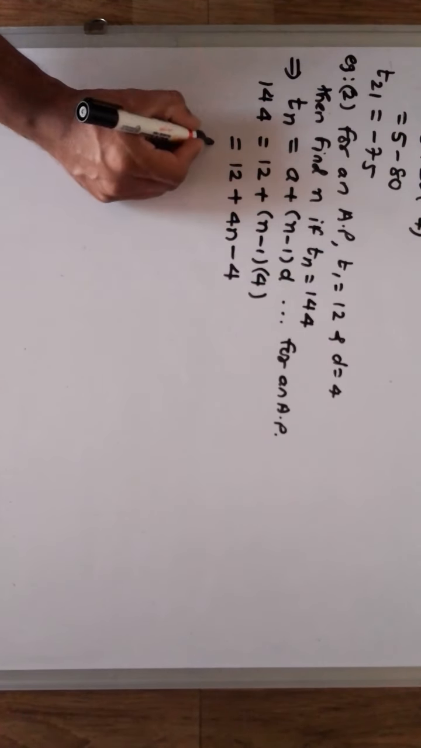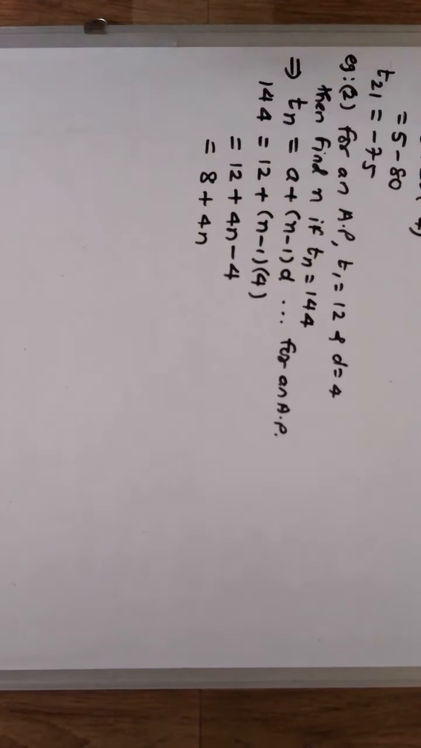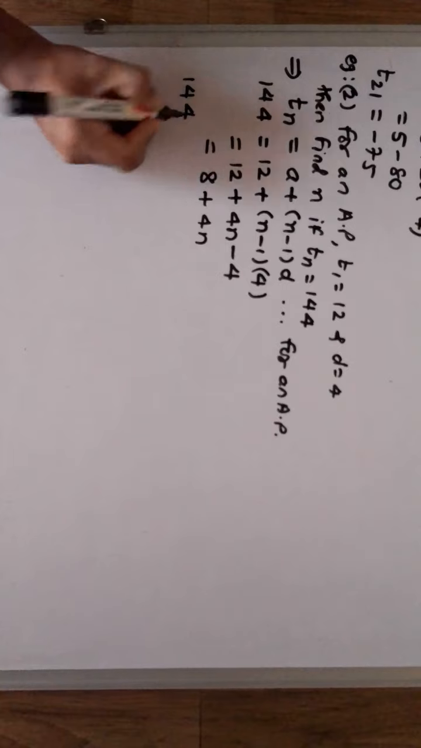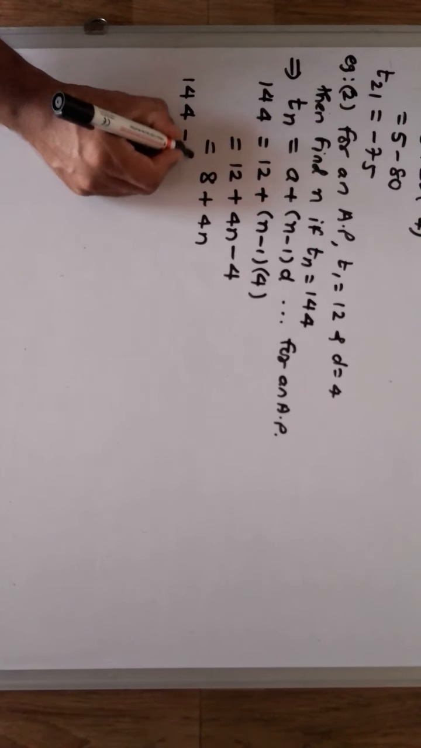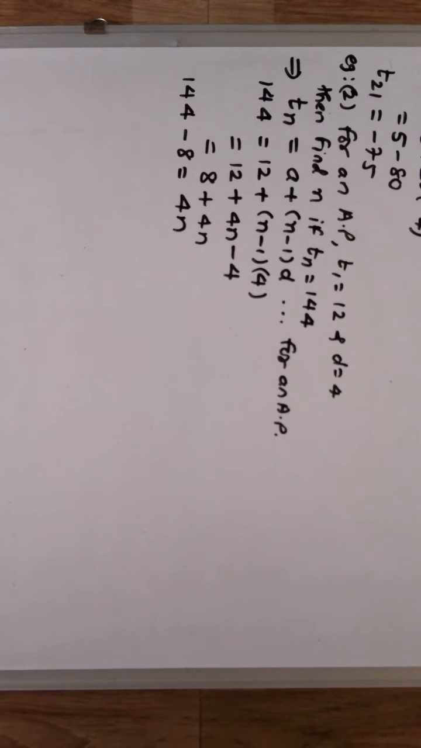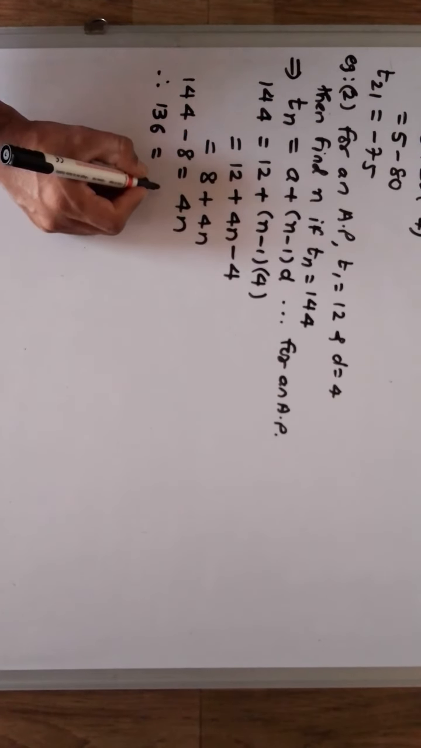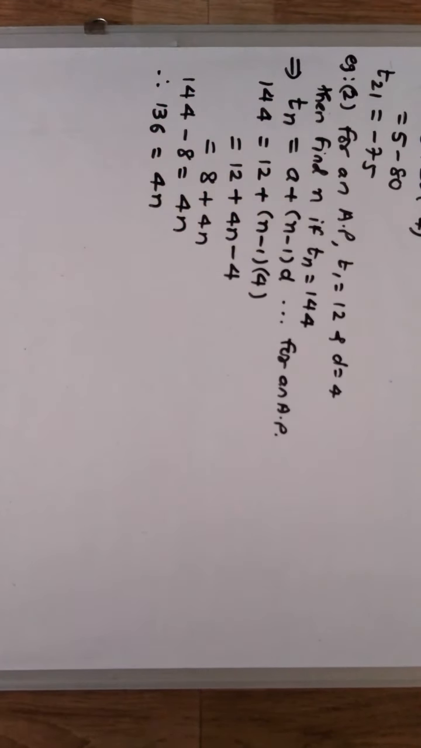So now this is a number, this is a number. So 12 minus 4 is 8. Correct? 8 plus 4n. Agreed? So this 8 comes here. So 144 minus 8 is your 4n. Agreed? So 144 minus 8 will be 136. That is, 136 is your 4n.